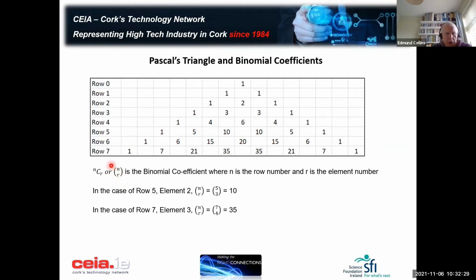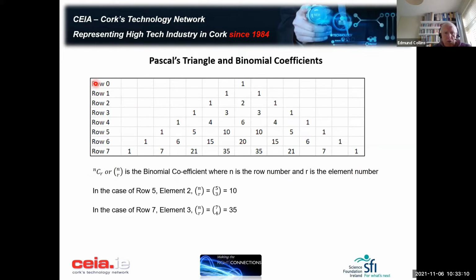Now, in some problems, you'll see this nCr written in this way, with brackets, n on top and r below. I prefer this designation here because I think it's clearer, with the C for combination. But it is sometimes shown as this, so just be familiar with that. Anyway, nCr is the binomial coefficient where n is the row number and r is the element number.